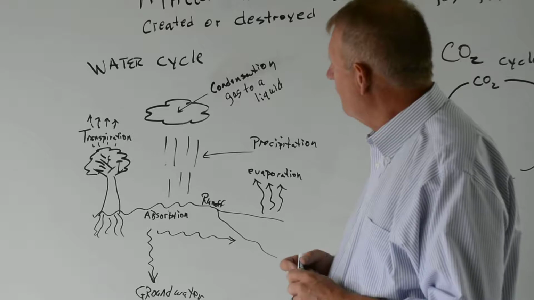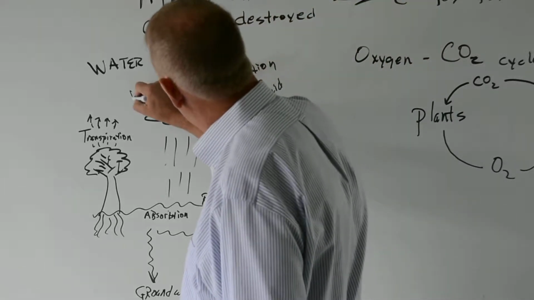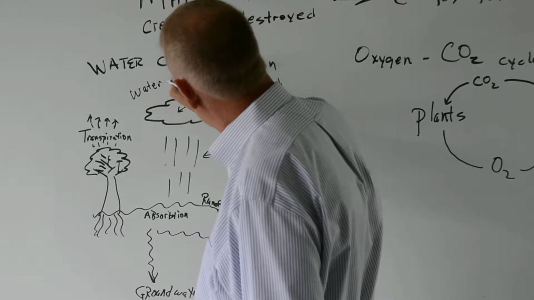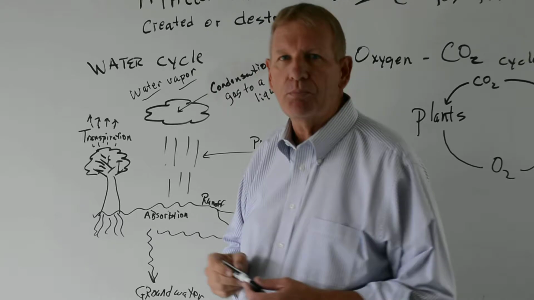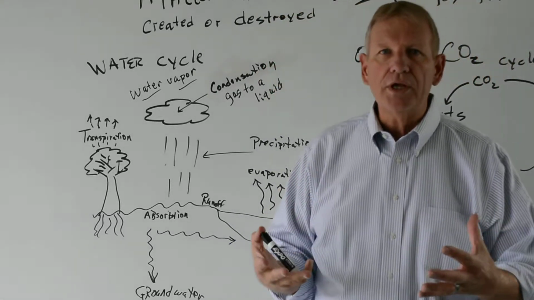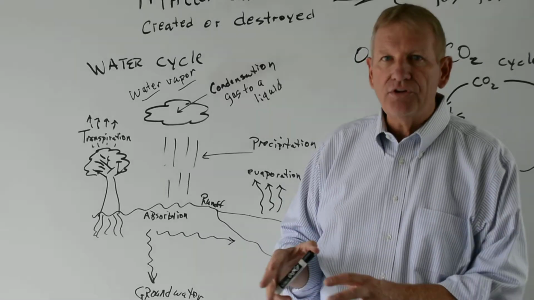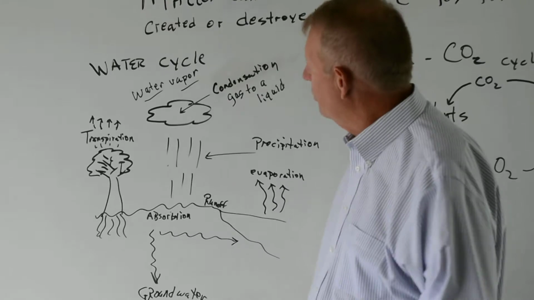So where's the gas to begin with? We have water vapor. As a matter of fact, our atmosphere is made up of 1% water vapor. Now, what does that mean? Well, we can measure humidity and relative humidity, how much moisture is in the air.